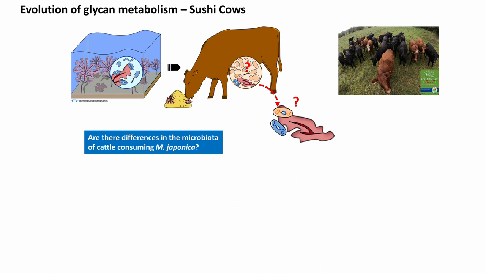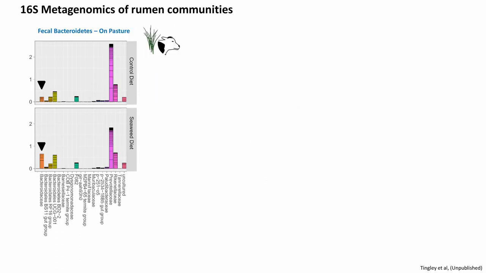Okay, so we have a good idea now of the carbohydrates, the polysaccharides that are there. We next wanted to see, okay, do these sugars have any impact on the microbiota of these animals? And if so, can we get down actually to the gene level to start reconstituting enzymatic pathways that would be required for digesting these carrageenans? So we had two ways to study this, and this was on pasture.